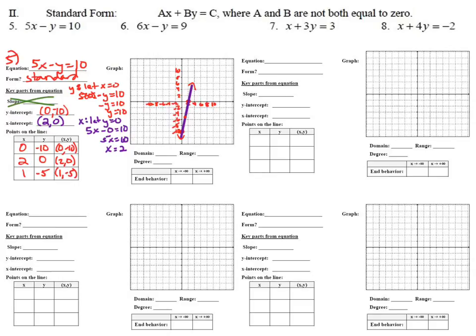Just like with our other functions, we have a linear function with domain and range of all real numbers. Degree is 1. And then looking at our end behaviors, as the x values go to the negative, our y value also goes to the negative. So it goes down or it's decreasing. And then as our x values increase going to positive infinity, so do the y values. So y approaches positive infinity, or we can say it's going up or increasing.